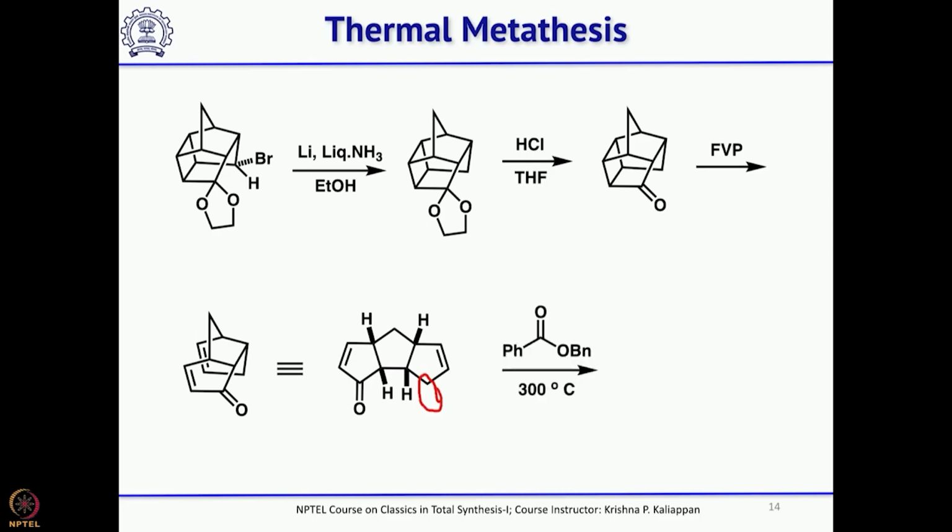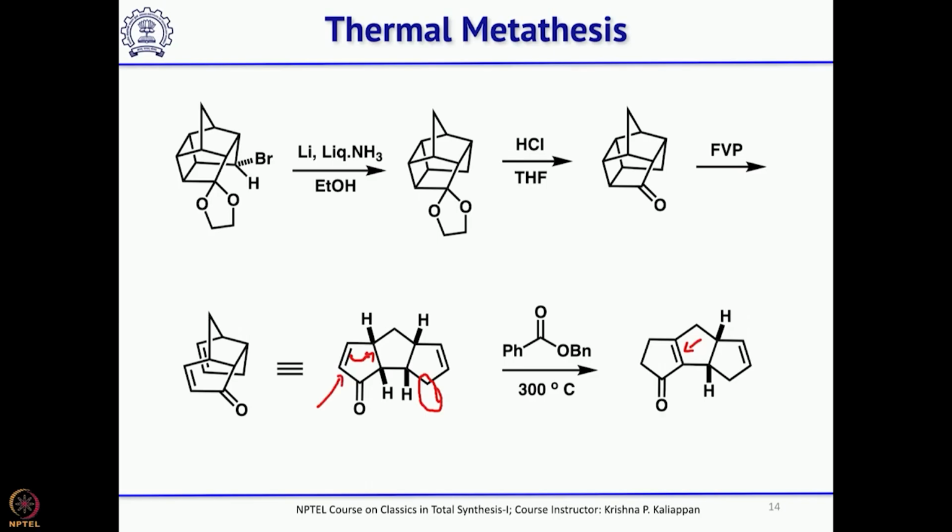So, once you have that, then the double bond should be migrated. See, basically what you need is this double bond has to come here. So, that was best achieved by refluxing or heating in benzyl benzoate at 300 degrees. The double bond could be successfully migrated to another alpha beta unsaturated ketone, but this time the double bond is tetrasubstituted. This double bond, if you look at this, is tetrasubstituted, whereas here it is disubstituted.